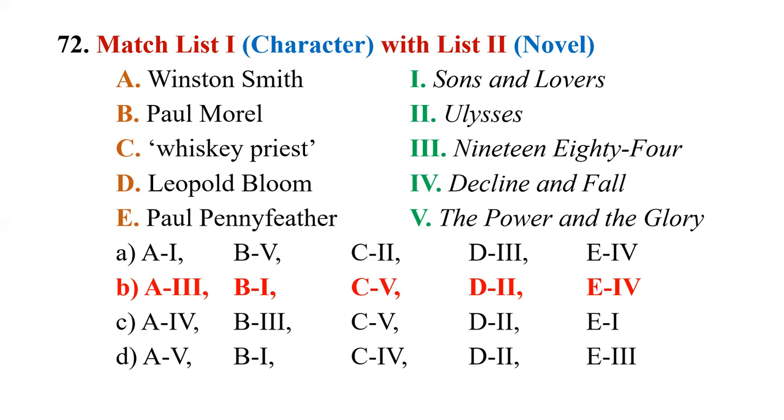In the sense A3, Winston Smith, 1984. B, Paul Morel, Sons and Lovers. C, Whiskey Priest comes in The Power and the Glory. D, Leopold Bloom comes in Ulysses. Then E, Paul Pennyfeather comes in Decline and Fall.